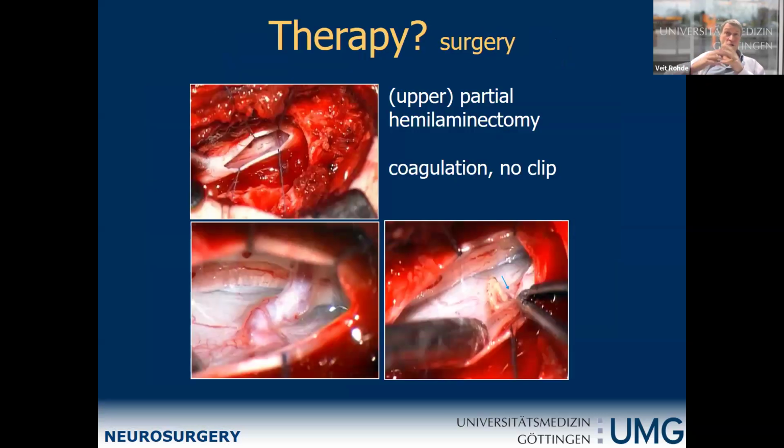If we are looking at surgery, I think we can do it today quite minimally invasive. So in my department, we are performing an upper partial hemilaminectomy. You just open the dura a bit out of the midline, in the region of the radix. You identify the very first segment of the arterialized vein, which is in this area.